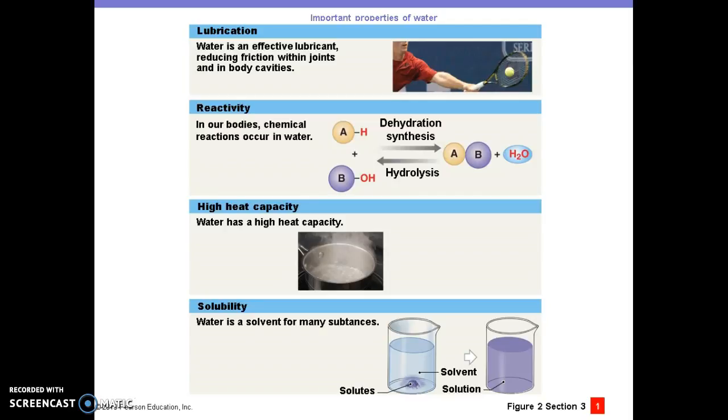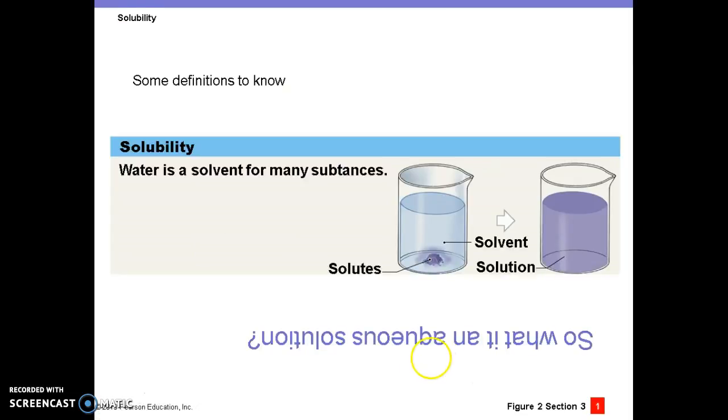Water has a high heat capacity. That means it can absorb a lot of energy without changing temperature. And water is a solvent for many substances. A solvent is what a substance is dissolved in. So if you were making Kool-Aid, the Kool-Aid powder would be the solute, the solvent would be water, and the mixed Kool-Aid would be the solution. These are definitions that you need to know. Water is a solvent for many substances.